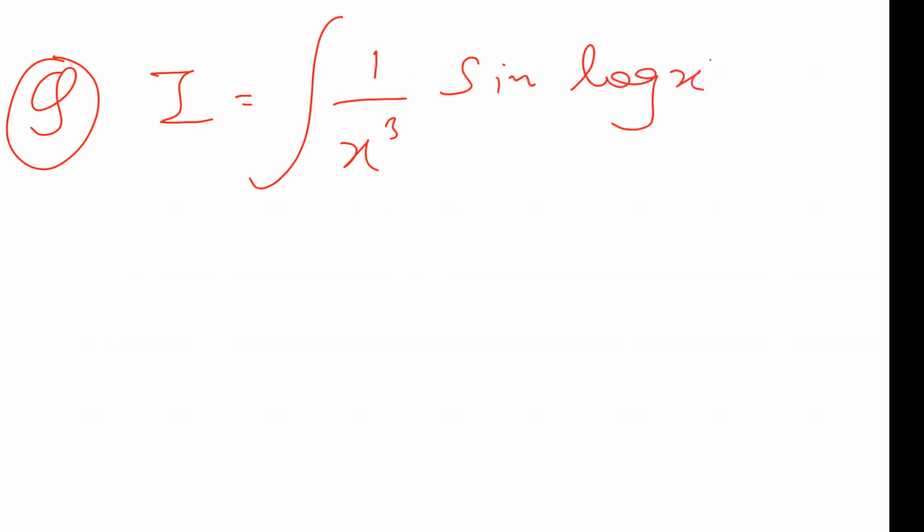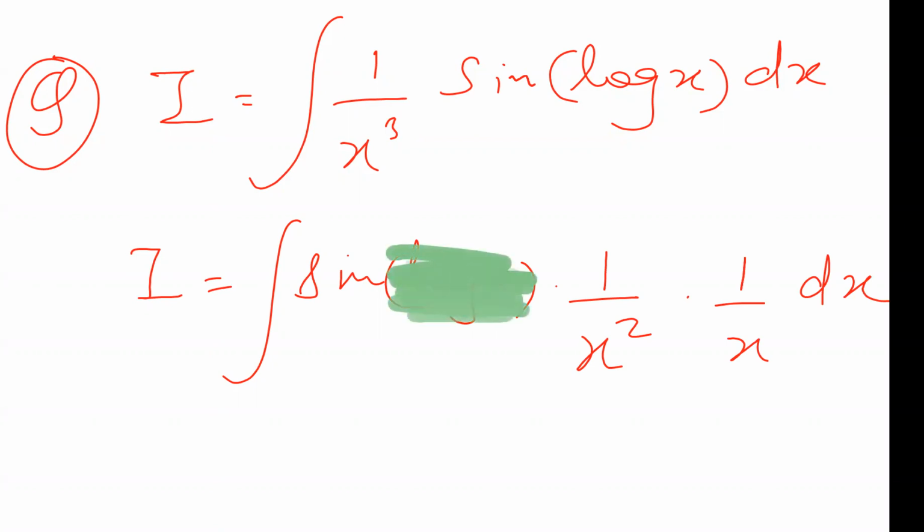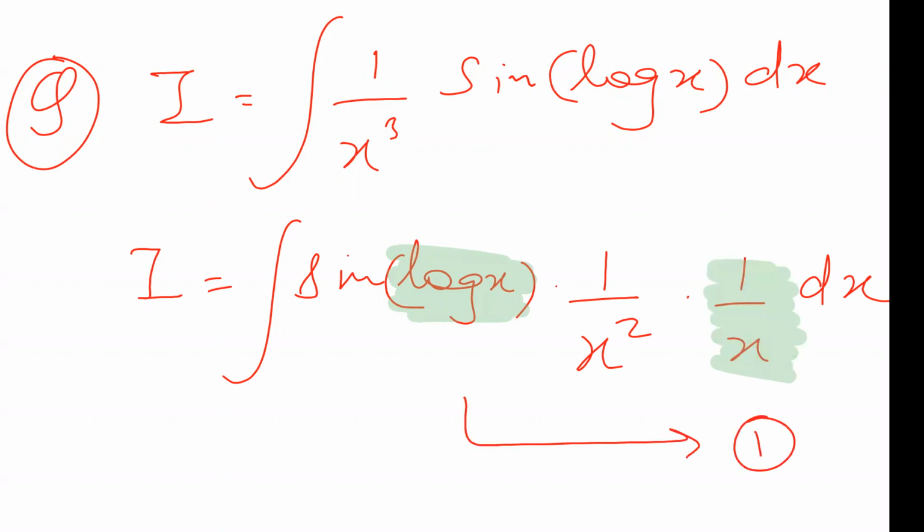Integration of 1 upon x cube sine log x dx. So we'll rearrange the terms. We'll write sine log x into 1 upon x square into 1 upon x dx. Now we can put log x is equal to t. Why we are putting log x is equal to t is because its derivative is already present over here as 1 upon x, right? So let this be equation number 1.